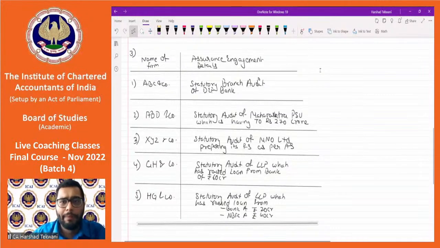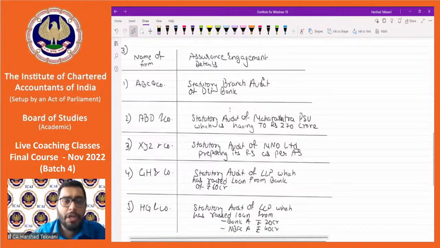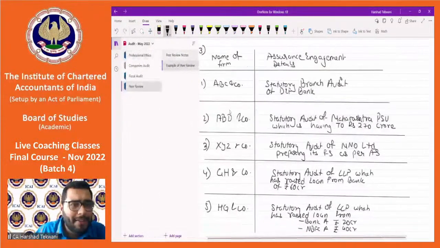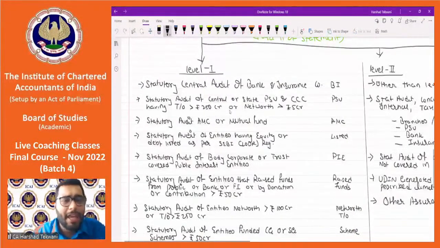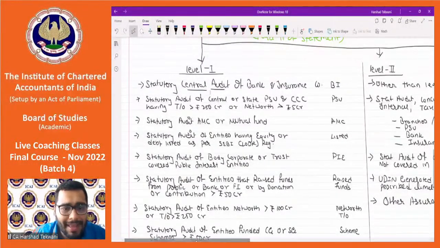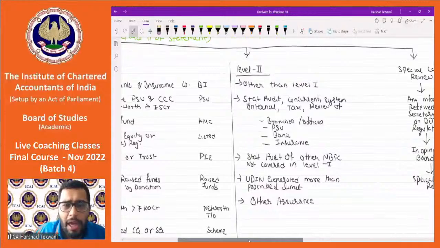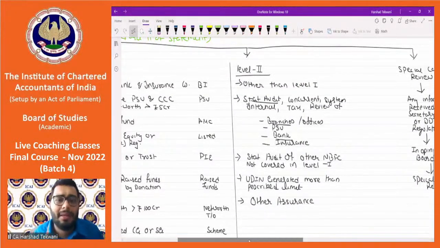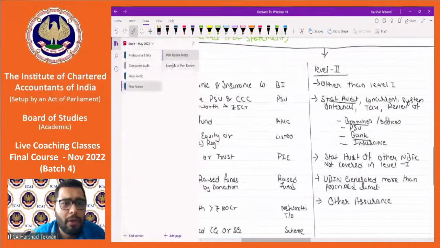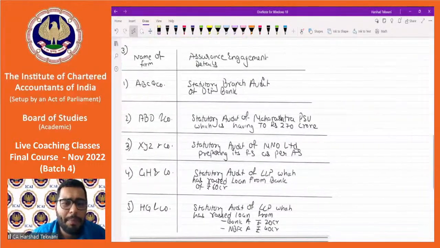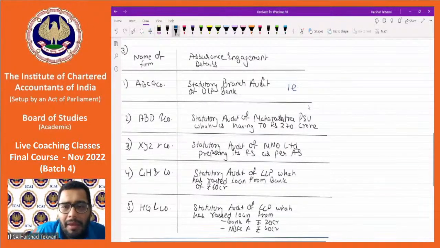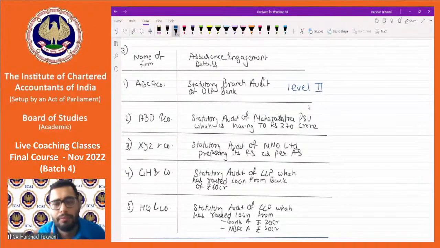Okay. Let's discuss one by one. Statutory branch audit of DEF Bank. What we discussed, guys, is that level 1 is statutory central audit of banks and insurance. If it's the statutory audit of branches of banks, then it will be level 2. So if it is a statutory branch audit of DEF Bank, then it will be level 2.